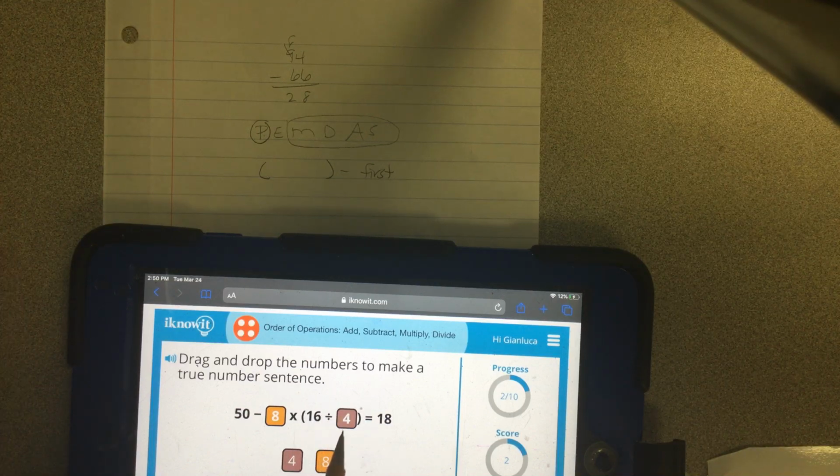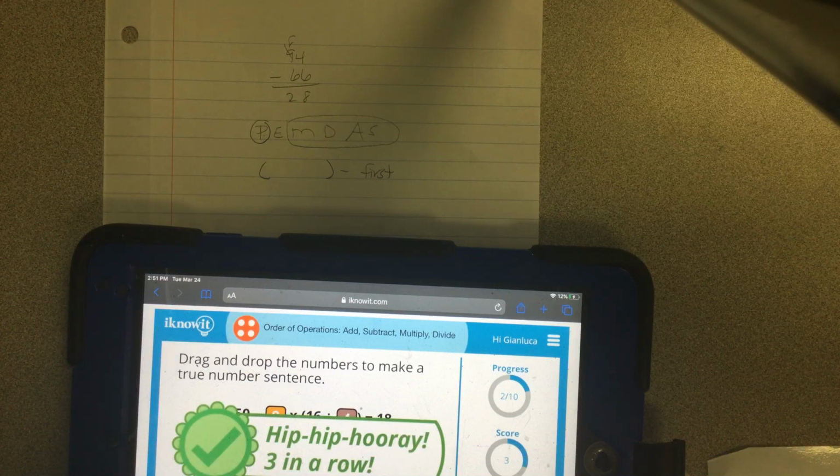So I'm going to start with my parentheses. 16 divided by 4 equals 4. So I have my answer. Then I'd have 50 minus 8 times 4. So 8 times 4 is 32. 50 minus 32 equals 18. So this would be my correct order.